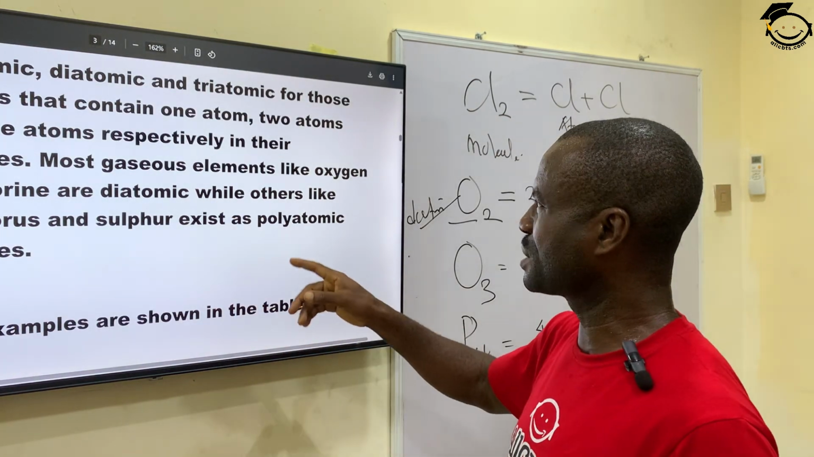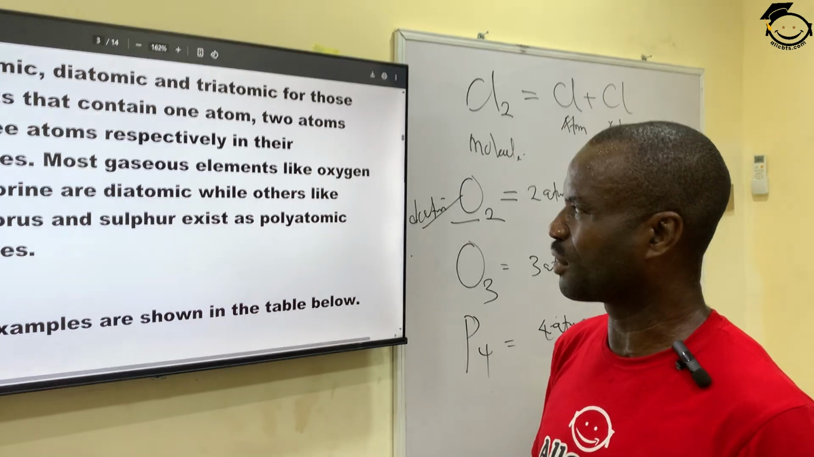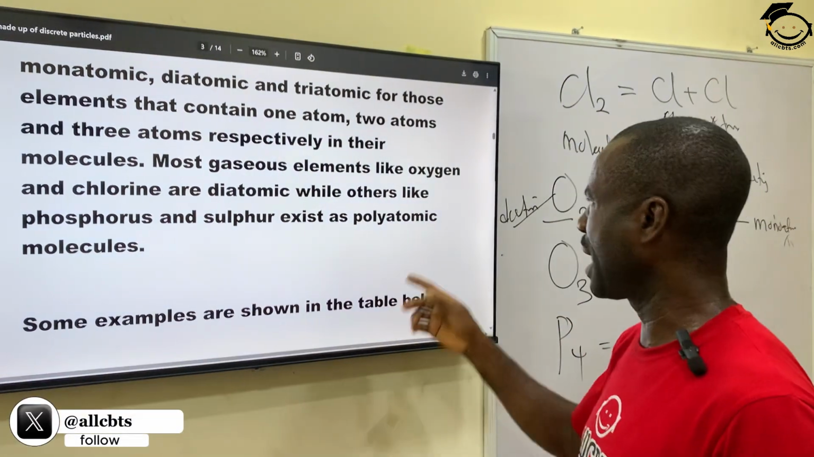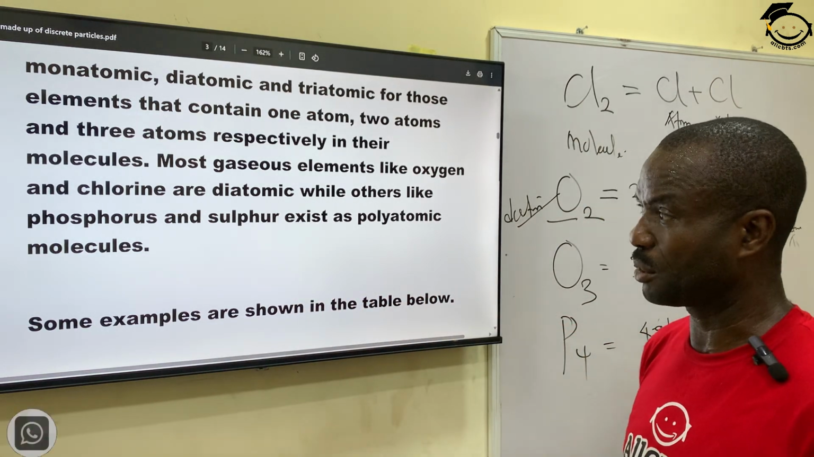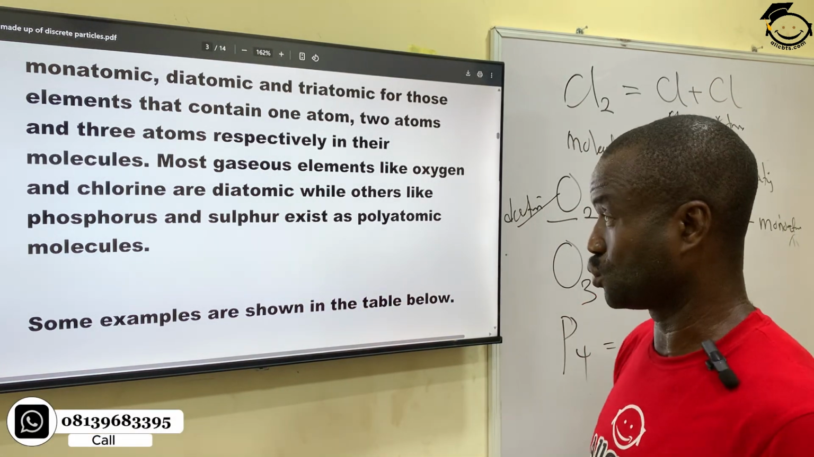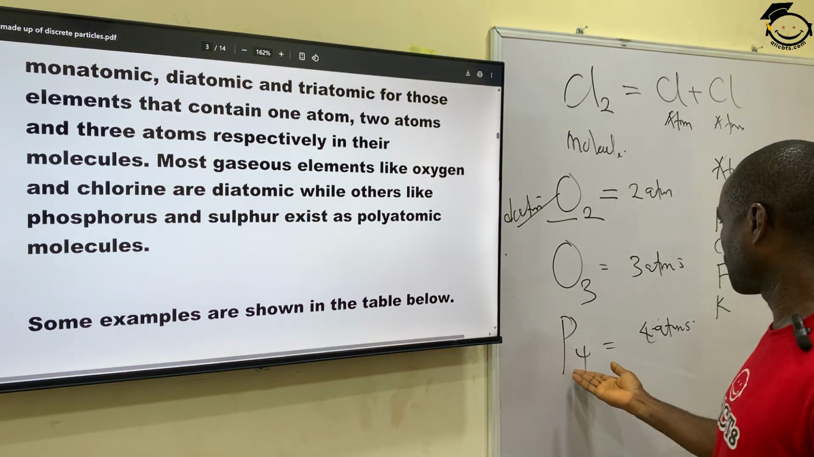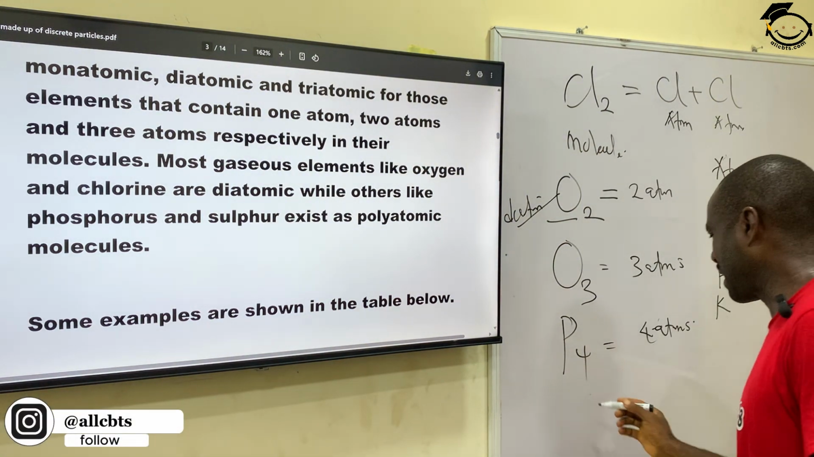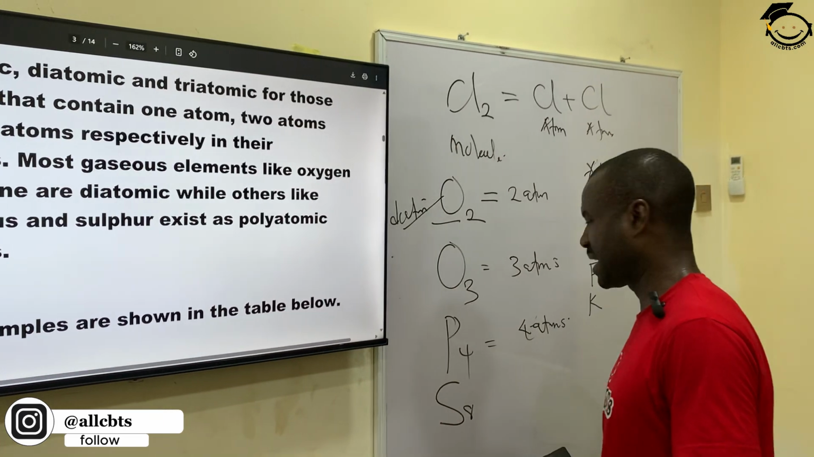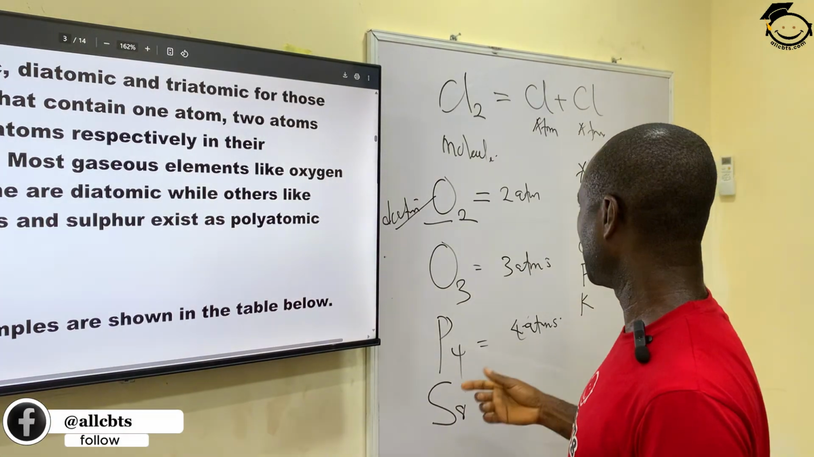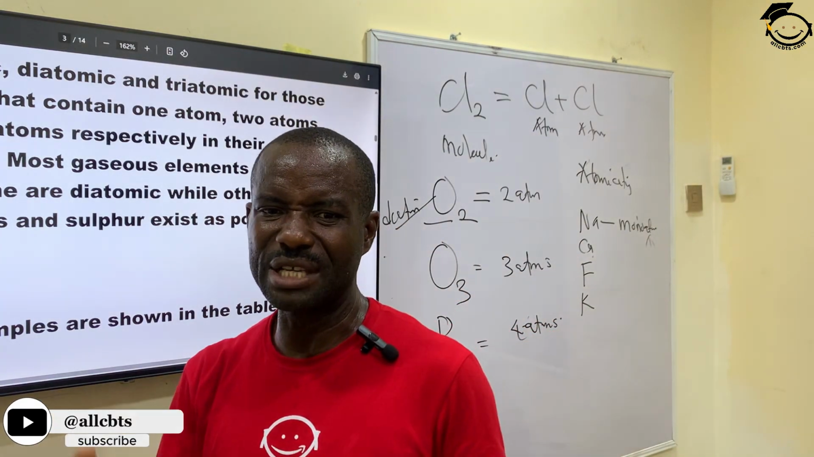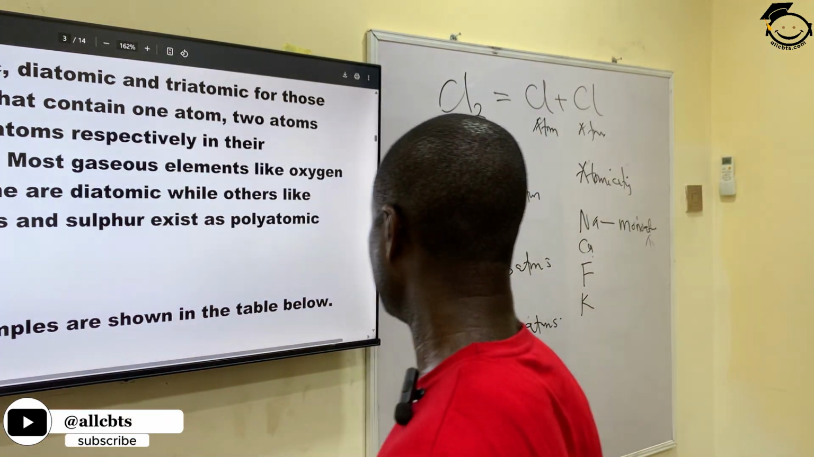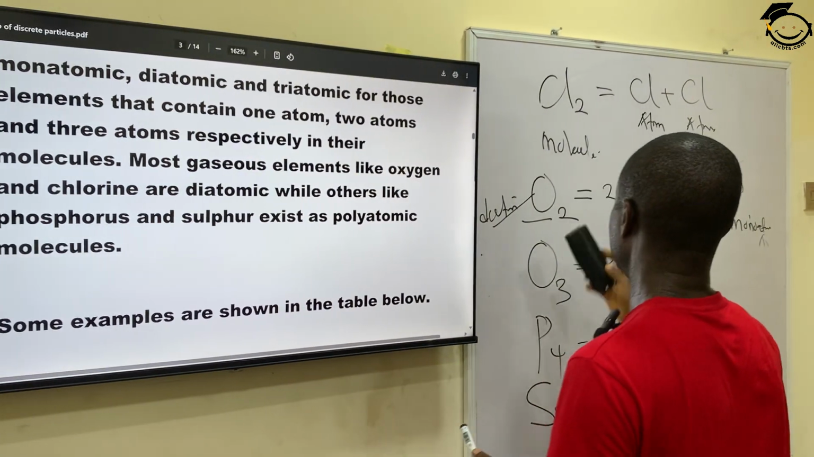Most gaseous elements like oxygen and chlorine are diatomic, while others like phosphorus and sulfur exist as polyatomic molecules, meaning they are more than 2. So, for instance, phosphorus is an example of polyatomic. We have sulfur too, it's another example. So, when these atoms are more than 3, they are called polyatomic. So, atomicity simply means the number of atoms present in the molecule of a substance.